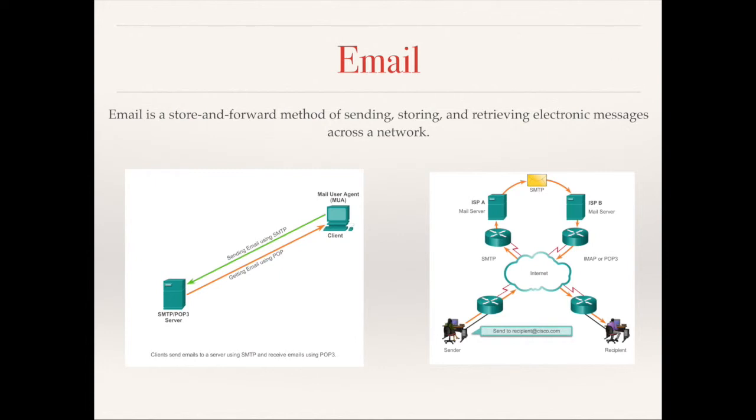Email clients send messages to the email server configured in the application settings. When the server receives the message, it checks to see if the recipient domain is located on its local database. If it's not, it sends a DNS request to determine the IP address of the mail server for the destination domain. The email is then forwarded to the appropriate server.